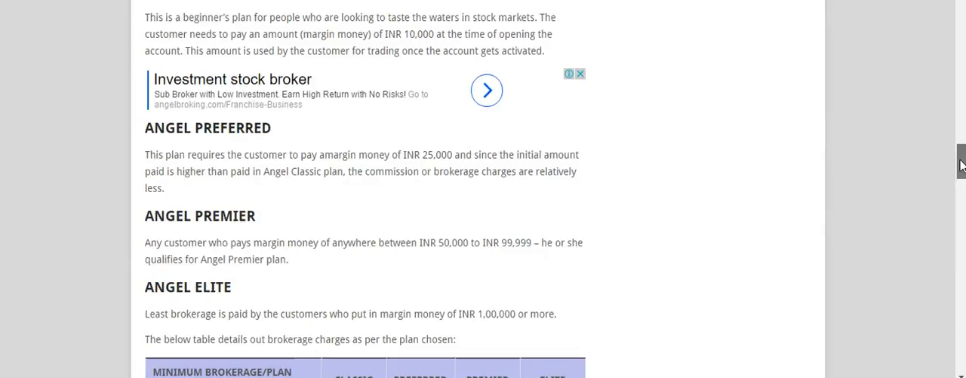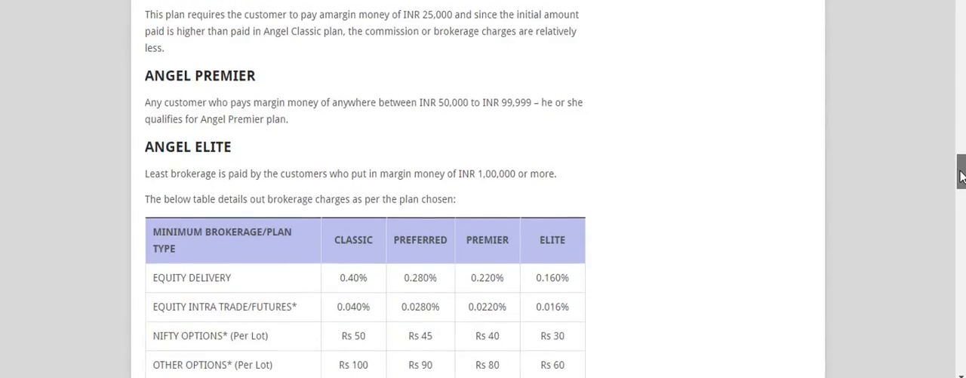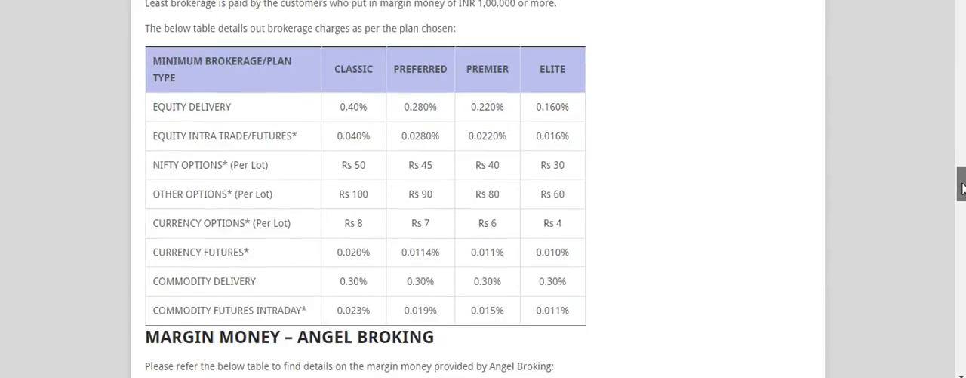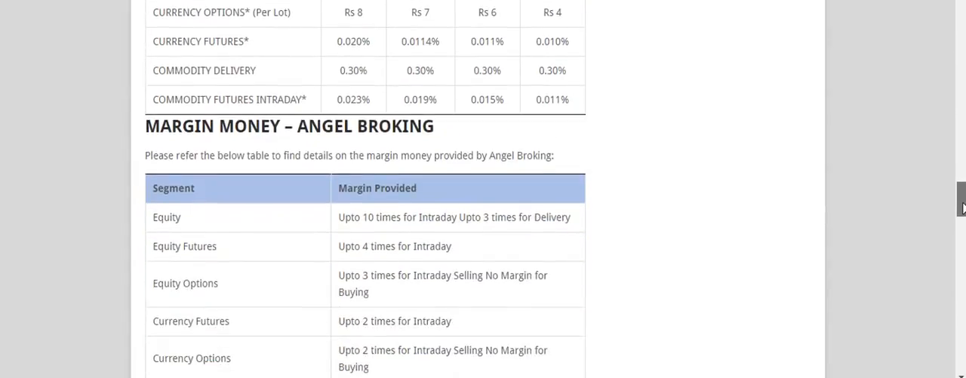If you go with Elite, which is the other extreme, then you need to put in 1 lakh rupees of margin money, and you'll be charged a reasonable brokerage of 0.16%. So this is the whole table. Depending on different segments and different plans, this is the way you'll be charged by Angel Broking. For beginners, paying 0.4% will probably be a little tough, but you also need to look at the company's research reports, the technical tips, and the trading platforms. So quite an array of things come into weightage when it comes to brokerage as well. Pricing cannot be the only way of deciding on a particular stockbroker.